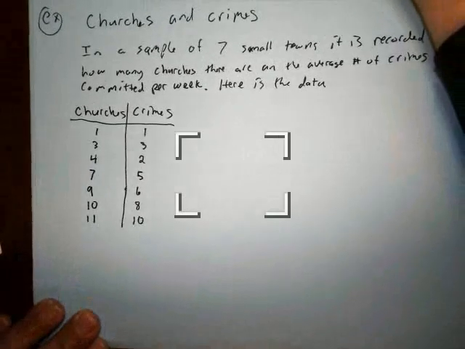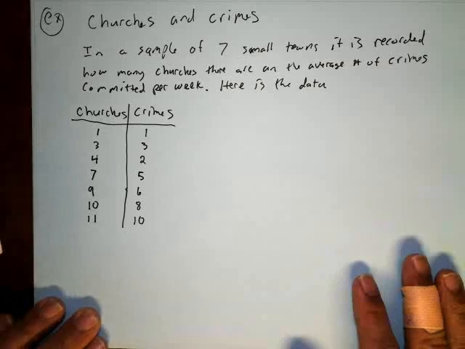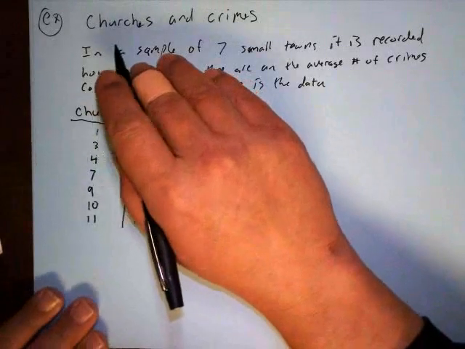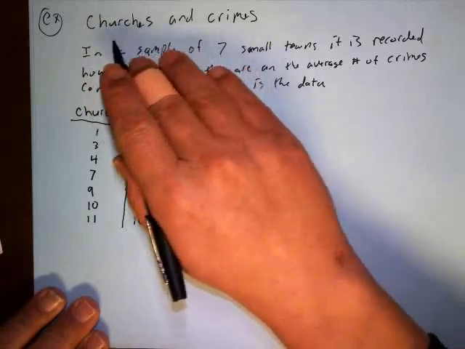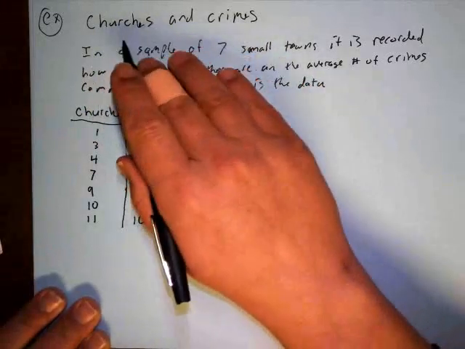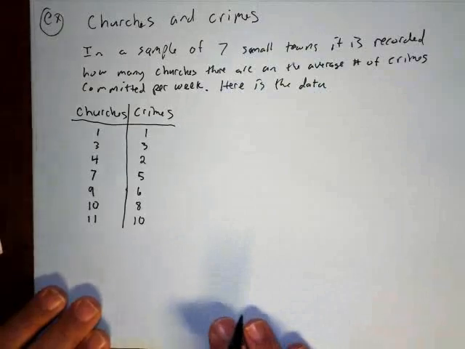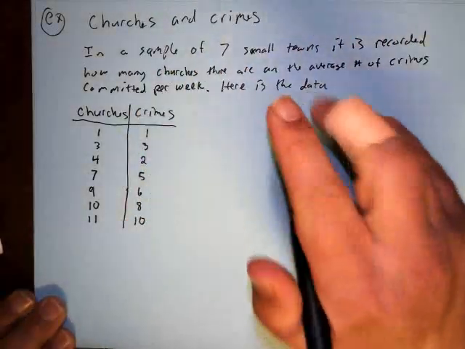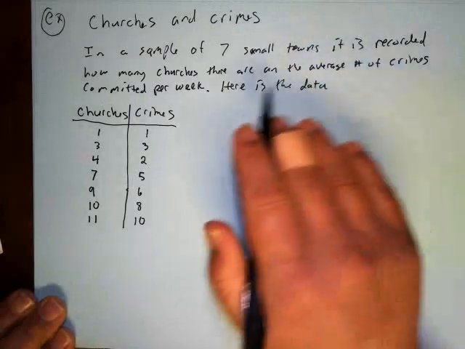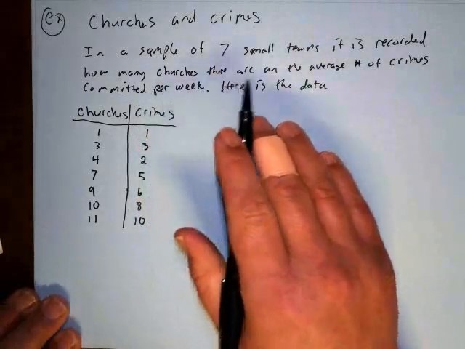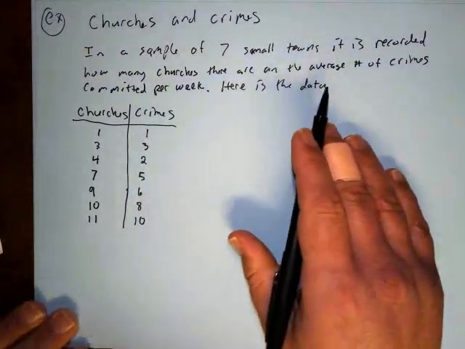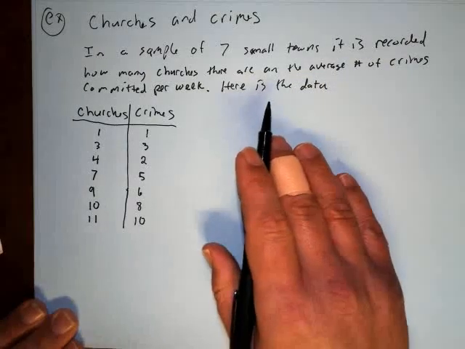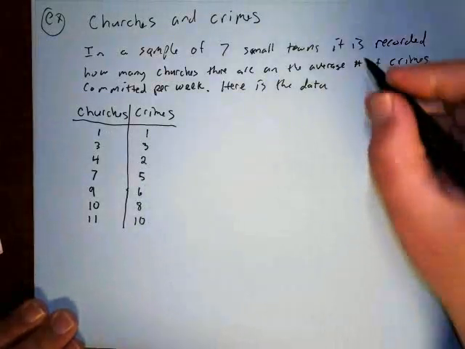So here we have an example. There's a researcher, and he's studying. He's interested if there's a relationship between churches and not violent crime, but churches and crimes in general. So he takes a sample of 7 small towns, and then he records how many churches the towns have, and the average number of crimes that are committed per week in the town. And so here's the data.